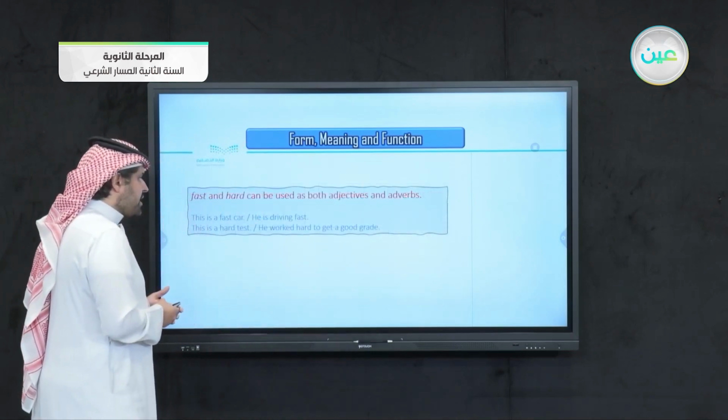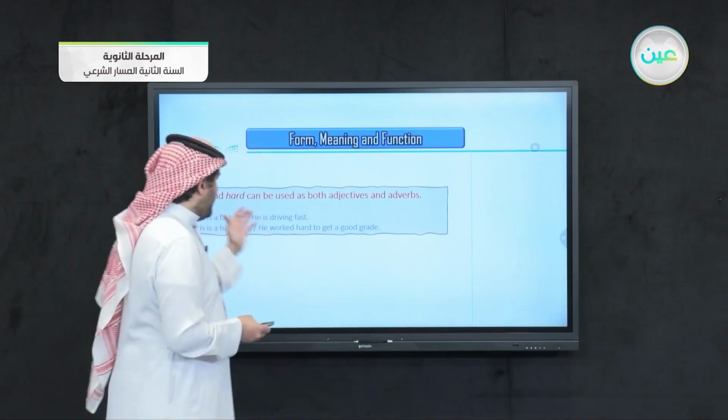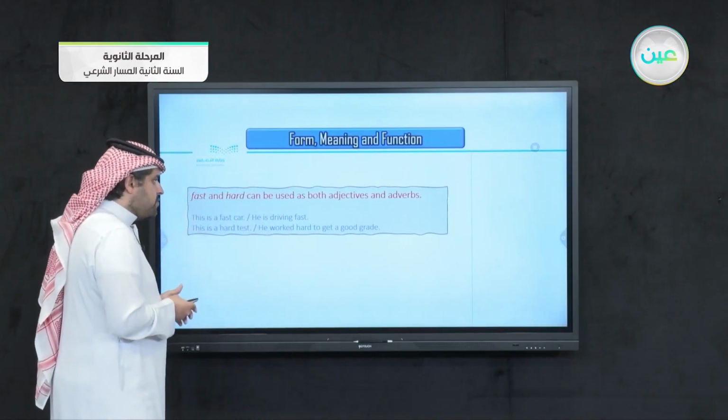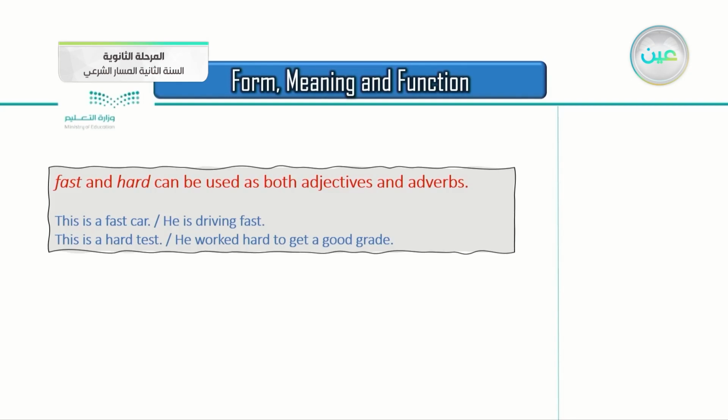Fast and hard can be used as both adjectives and adverbs. So the word fast, the adjective fast, is the same adverb. Fast, fast, adjective or adverb. Same with hard. Again, fast and hard can be used as both adjectives and adverbs. This is a fast car. He is driving fast. This is a fast car. This is an adjective because I'm describing an object here, a car. He's driving fast. This is an adverb because I'm describing how does he drive. I'm describing the action itself.